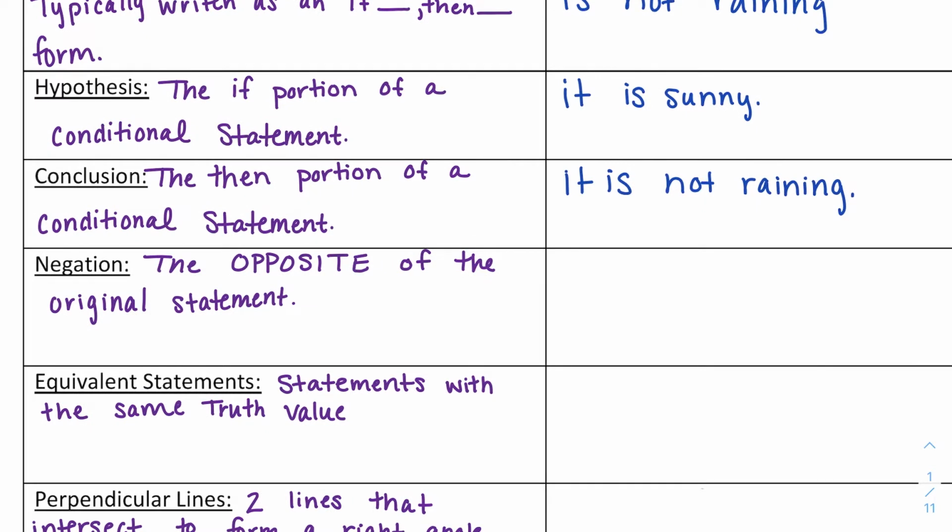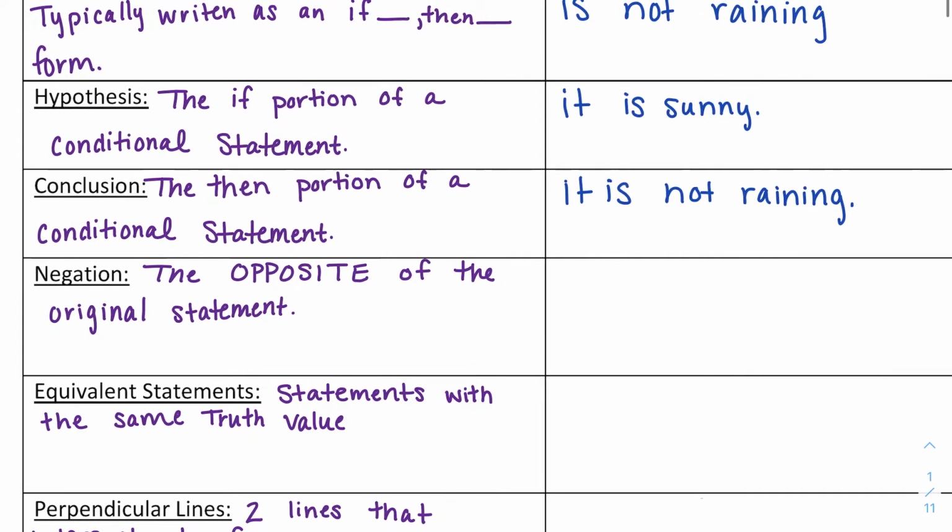Let's talk negation real fast. Negation is what we are saying the opposite of that statement is. So typically you're either going to add or take away a not. For example here, the negation of our conclusion is that it is raining. We just took away that not. The negation of our hypothesis is that it is not sunny. So you can either add or take away that not.